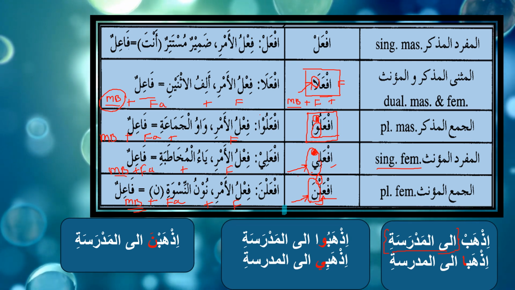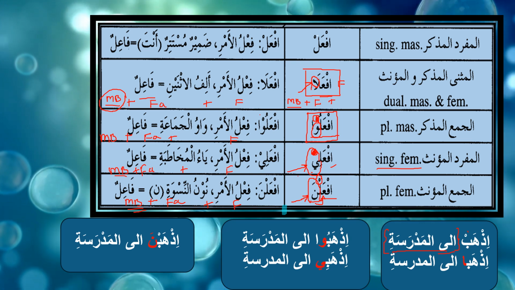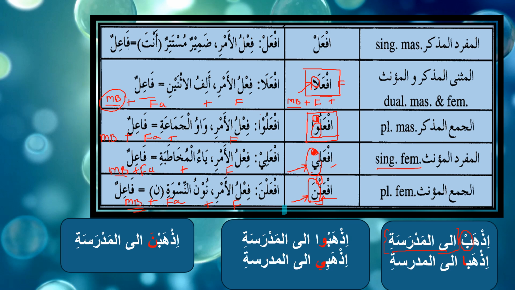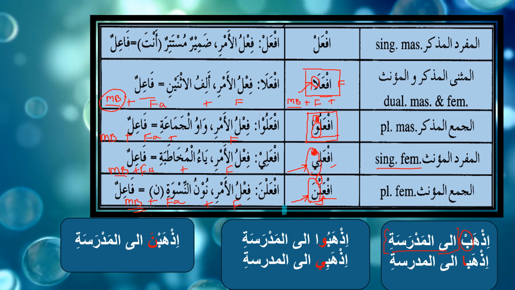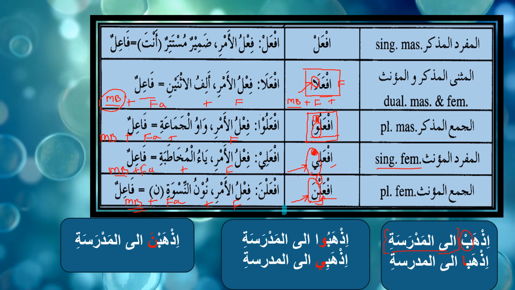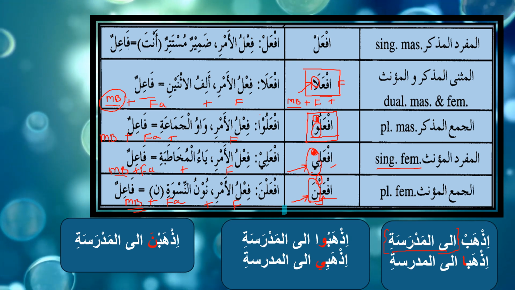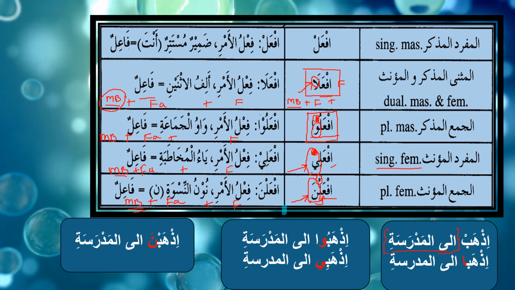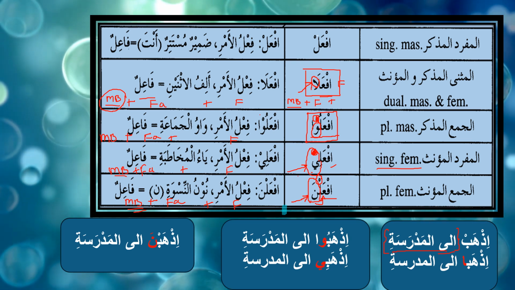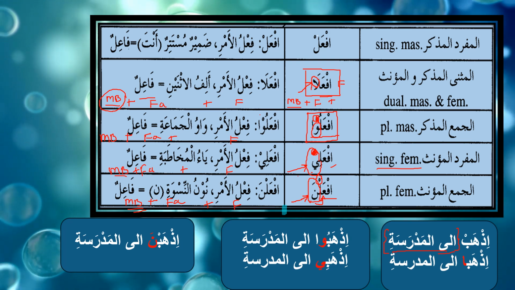So idhab. Seeing the structure here, I forgot to mark it in red. There is no physical damir attached after the ba, which means this idhab command is for male singular. So the absence of the damir means it is the command for male singular. I'm commanding a male, singular, to go to the school.